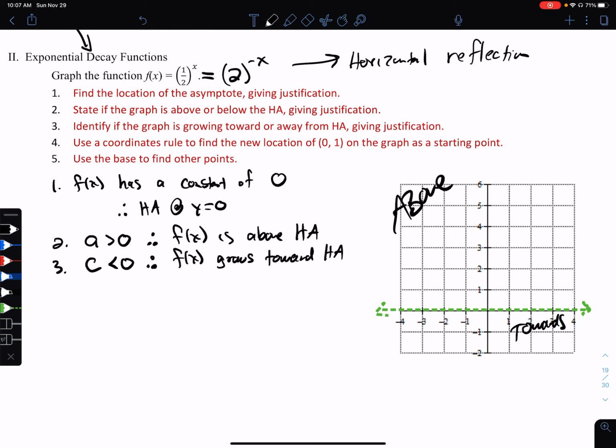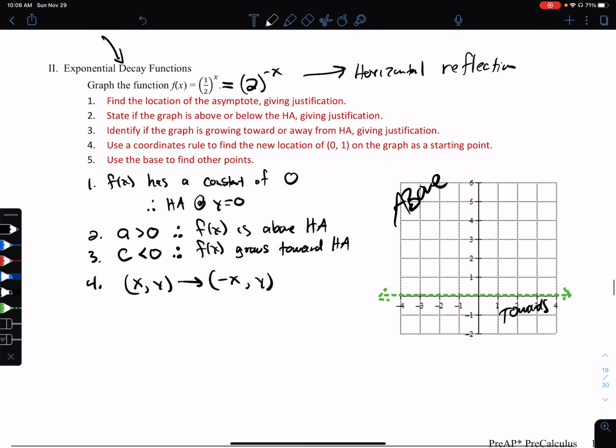4, use a coordinate rule to find the new location for 0, 1 on the graph as a starting point. Well, what is the coordinate rule? Well, the coordinate rule is we are supposed to change the sign of everything on the inside. So the original ordered pair, if it was x, y, our new ordered pair, we change the sign of x. Nothing's happening on the outside of the function, so y stays the same. That's our coordinate rule.